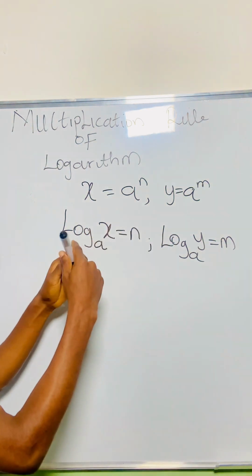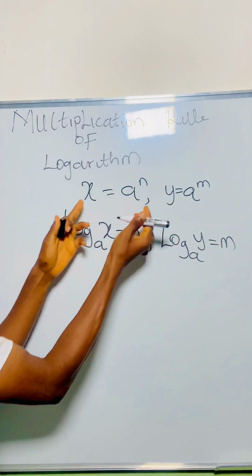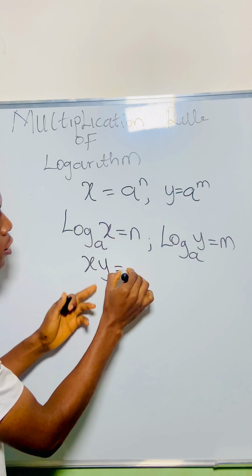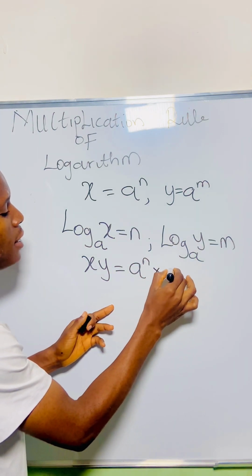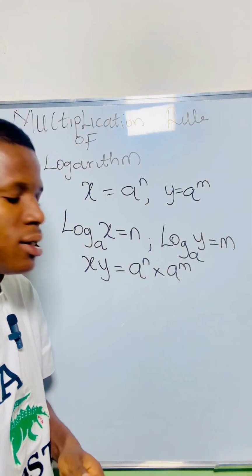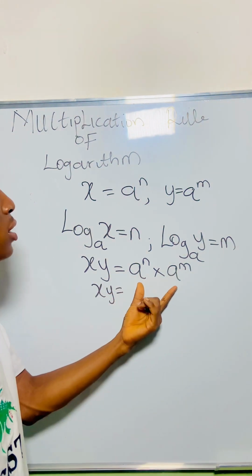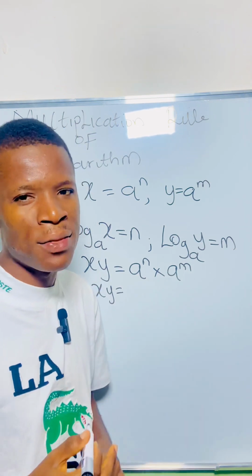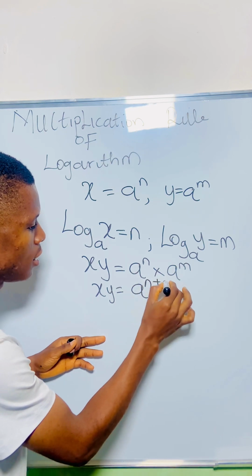Since we are dealing with multiplication, what if we want to multiply these two? If we multiply these two, that means x times y is equal to, the value for x is a to the power of n, multiplied by a to the power of m. Since their values are this, then xy is now equal to, in indices, if you are multiplying any number of variables of the same base, you are free to add the powers. So we have a to the power of n plus m.